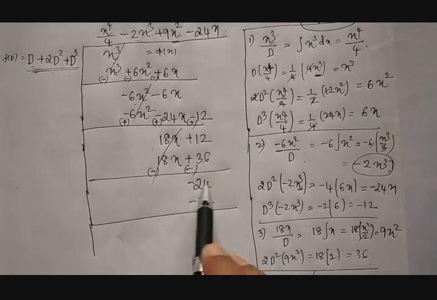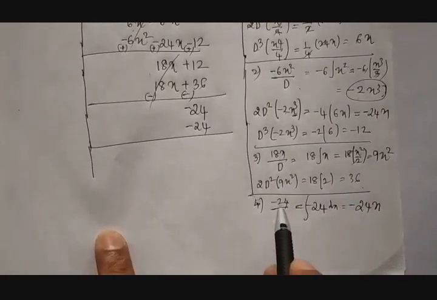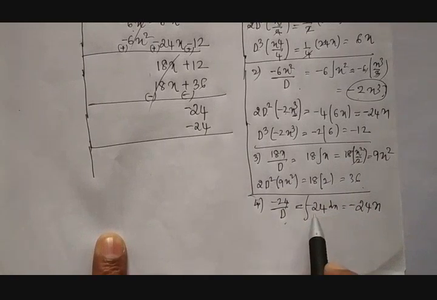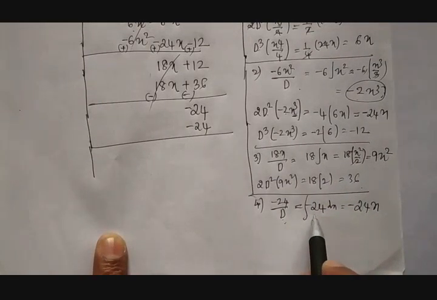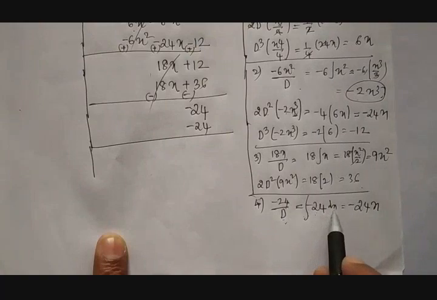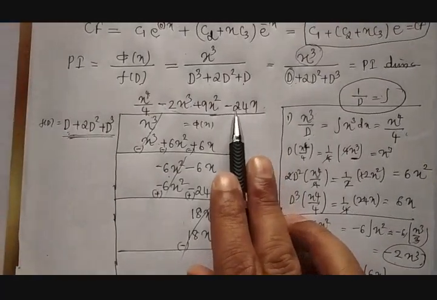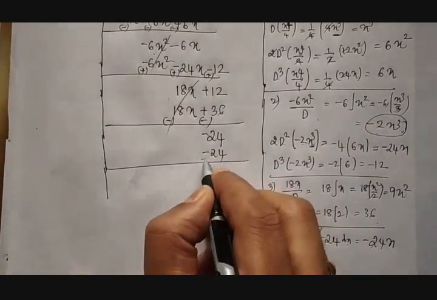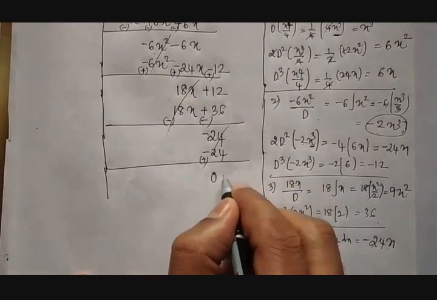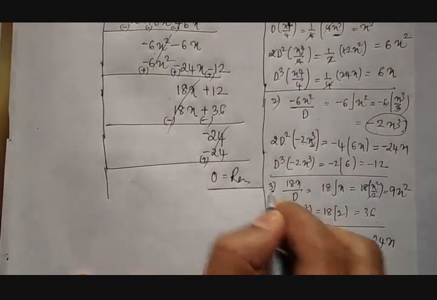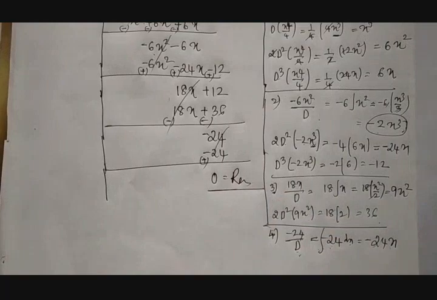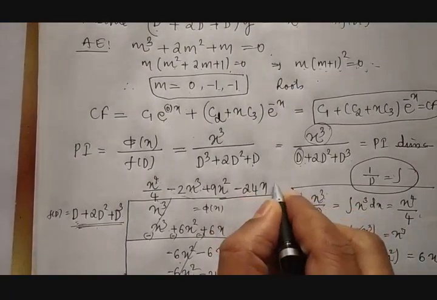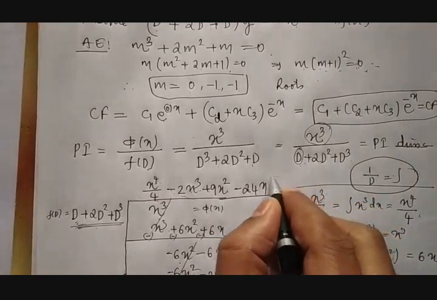Therefore, you can see here it is minus 24. Then again first term by denominator of f of D we have taken, that becomes 1 by D, which is integration. So it is integration of minus 24 dx, that is minus 24x. So that is written here. Then minus 24x into D is minus 24. When we take its difference, this becomes plus. Again it gets cancelled. So this is the remainder, and the remainder is 0, and this is called the quotient.